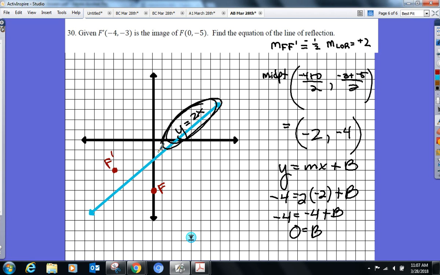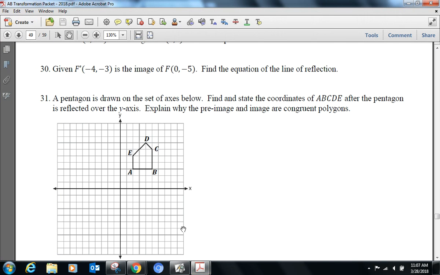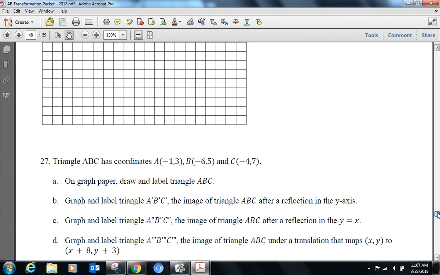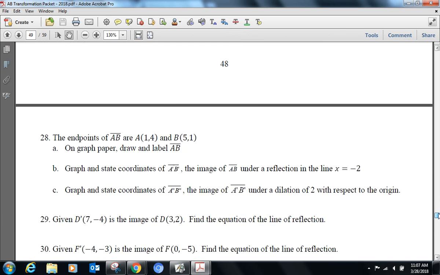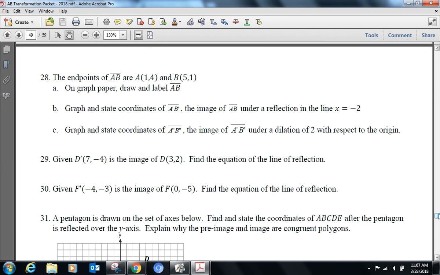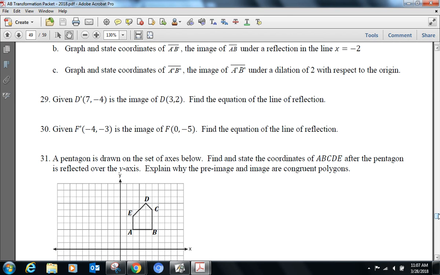Others that you wanted to go over on the review at all? Yep, Mike? Part C on 28. Graph and label the reflection on the line y equals x. Nope. That's the next problem. Graph and state the coordinates of a dilation of 2. Okay, so you have the coordinates of A prime, B prime already, right?